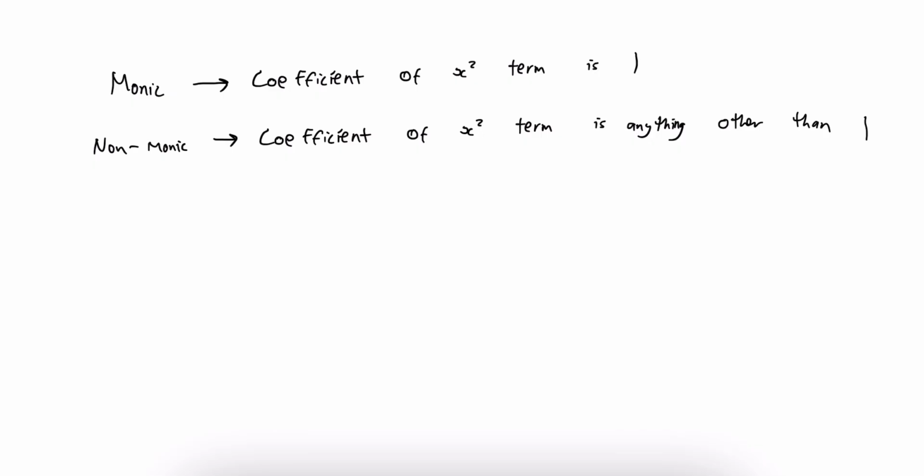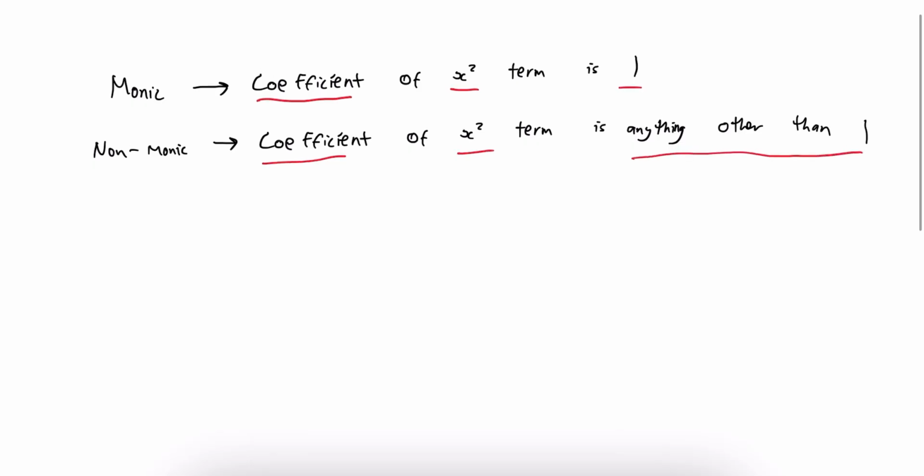Today we're going to look at how to factorize monic and non-monic quadratics. So before we start, we're going to look at what monic and non-monic quadratics are. Monic quadratics are simply quadratics where the coefficient of the x squared term is 1, and non-monic quadratics is where the coefficient of the x squared term is anything other than 1.